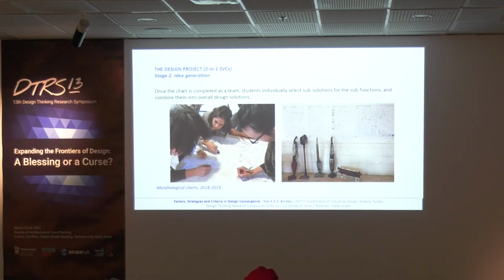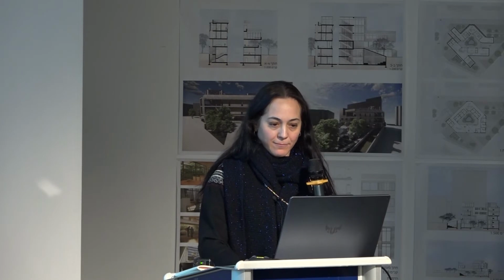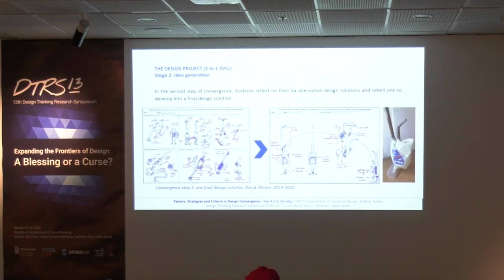Once the chart is completed as a team, students individually select sub-solutions for the sub-functions and combine them into overall design solutions. This calls for a 2-step convergence. The first step of convergence results in 6 alternative overall design solutions represented in 2D. With a break from design activities, a brainstorming session is carried out with the class to determine project objectives and then rank them in order of importance using an interaction matrix.